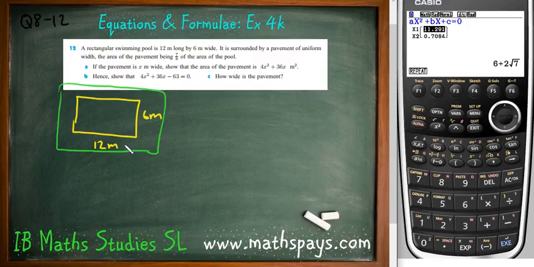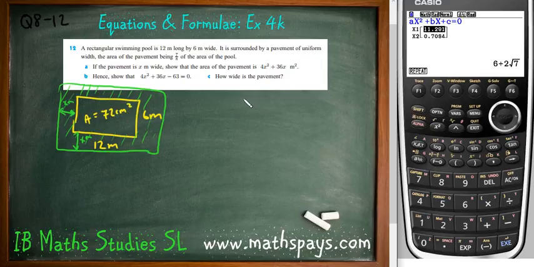Okay, now we don't know what that width's going to be, but most likely we assume that that width there is going to be x meters, and that width there, x meters. Okay, what else have we got? We know that the area of the pavement, so remember the pavement's all in green, is 7/8 of the area of the pool. Okay, well, that's quite important, because we know that the area of the pool is 72 meters squared.